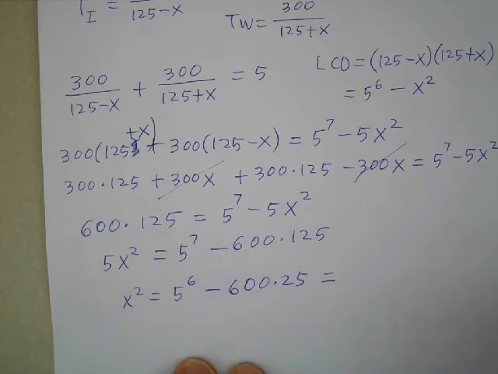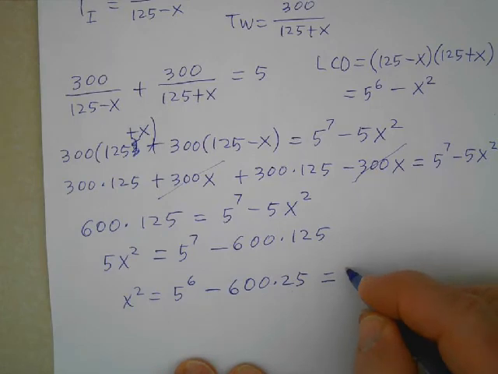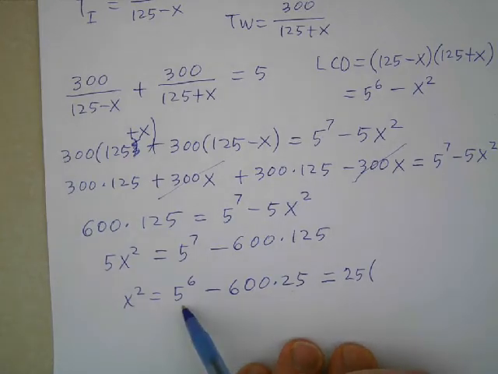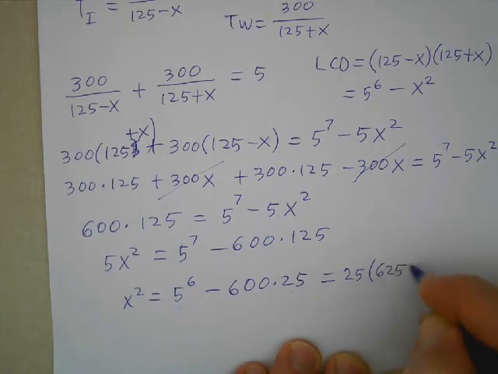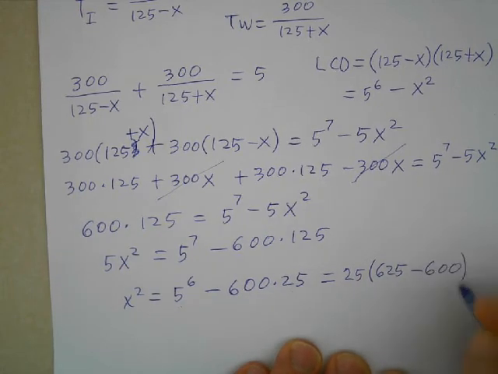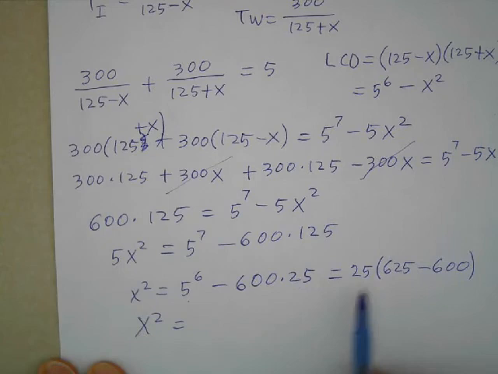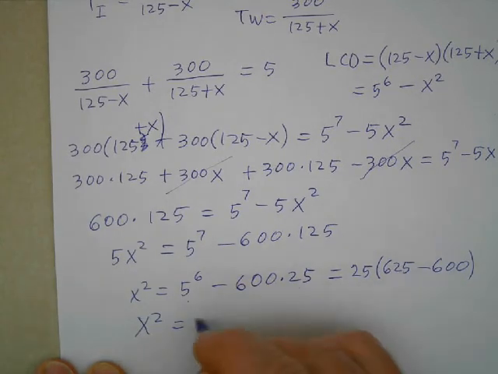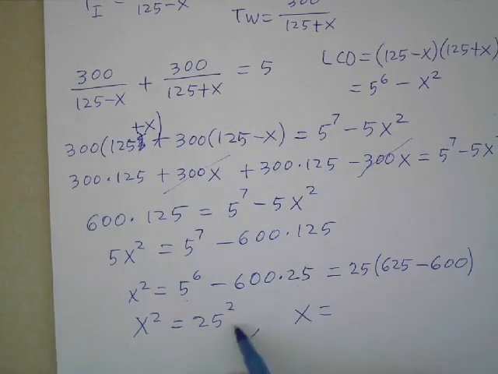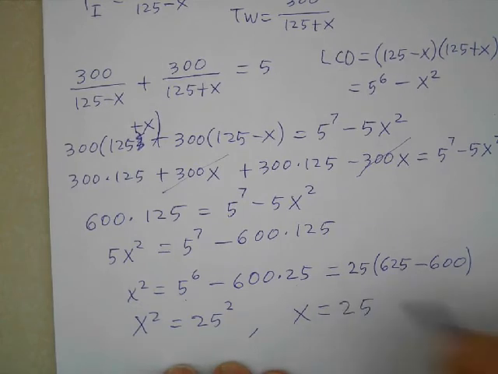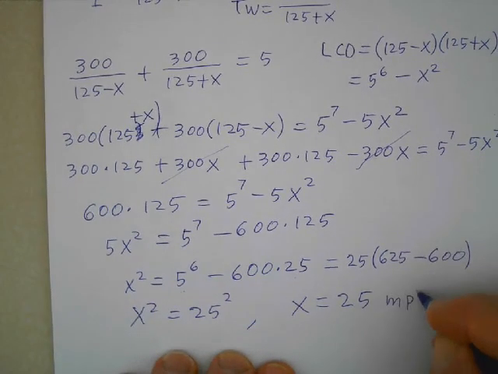So I guess what I'm going to do, I'm going to factor 5 to the 2nd out of each of those terms. 5 to the 2nd is just 25. So I'll factor 25 out, and then I'm going to be left with 5 to the 4th. But 5 to the 4th, 5 times 5 times 5 times 5 is just 625, and then minus 600. So x squared is equal to 25 times 25, or 25 squared, and then x is the square root of 25 squared, so x is just 25, and so the speed of the wind is 25 miles per hour.